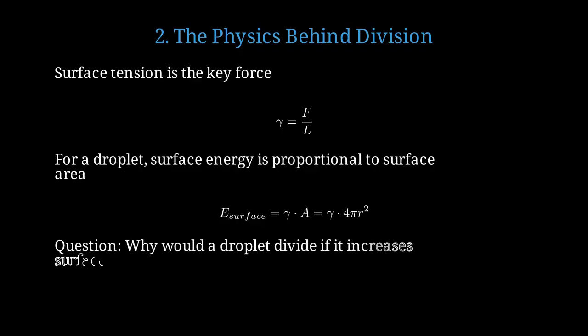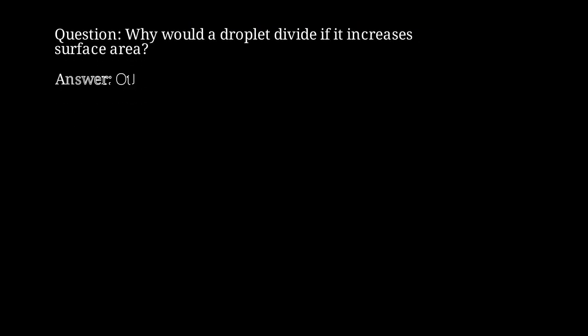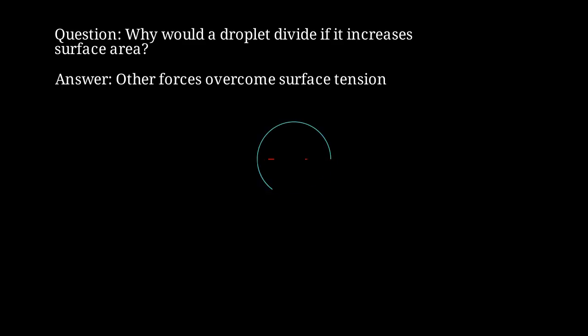Here's an interesting question. Why would a droplet divide if division actually increases the total surface area, raising energy? The answer is that other forces must overcome surface tension. These include chemical gradients, mechanical stress, or Marangoni effects. Surface tension acts like an elastic skin, pulling the droplet inward to minimize surface area and maintain a spherical shape.